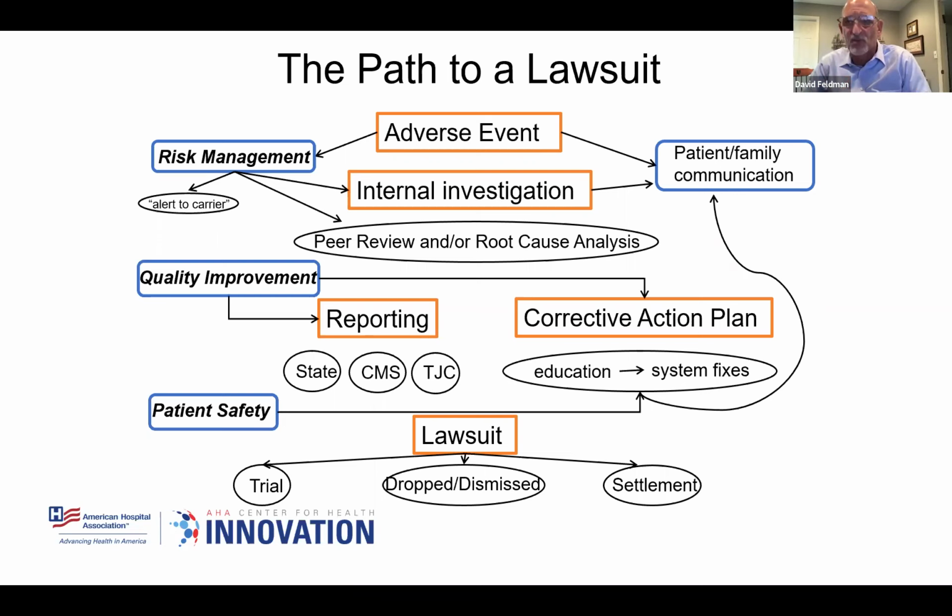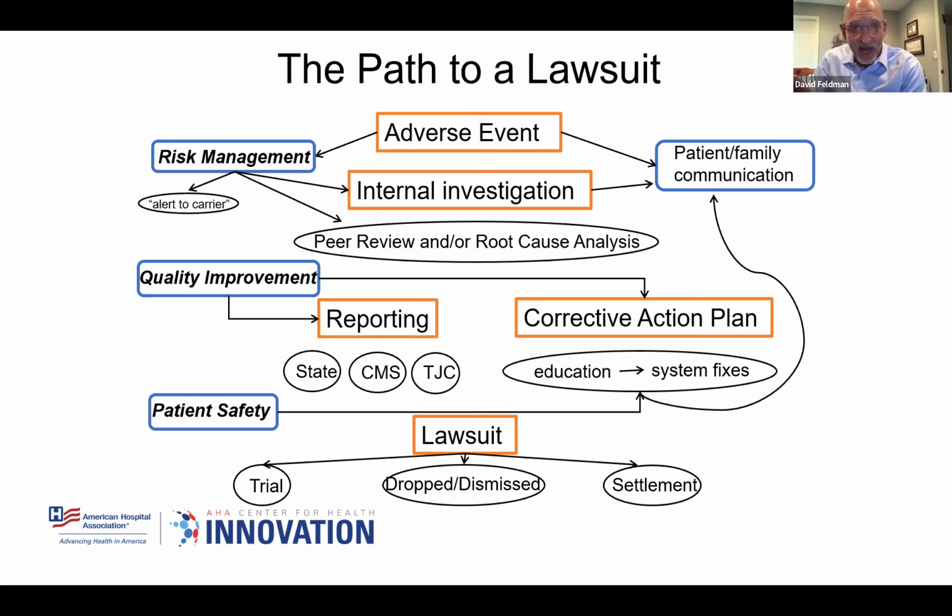Then your quality improvement folks, if they're different, in many big places they are, will have to deal with the reporting to the usual bodies, the state, CMS, the Joint Commission, and develop a corrective action plan, which I think we all are familiar with. The VA put out this really lovely way of looking at corrective action plans. It goes everywhere from education all the way to system fixes. And then I love this feedback loop to the patients and family, letting them know what happened so that they can feel like there's been some movement to try and prevent this from happening again. And the patient safety folks in a hospital will often get involved in some of these corrective actions.